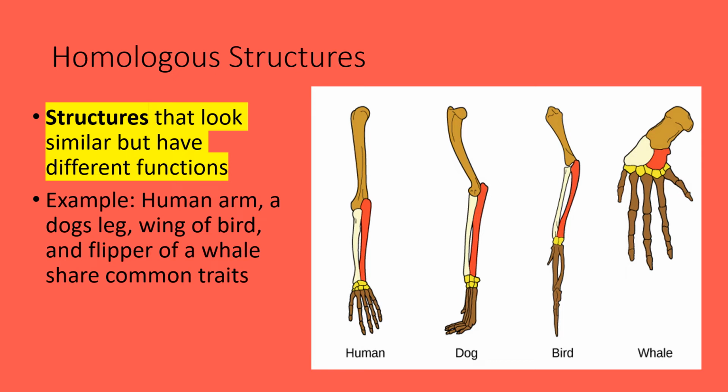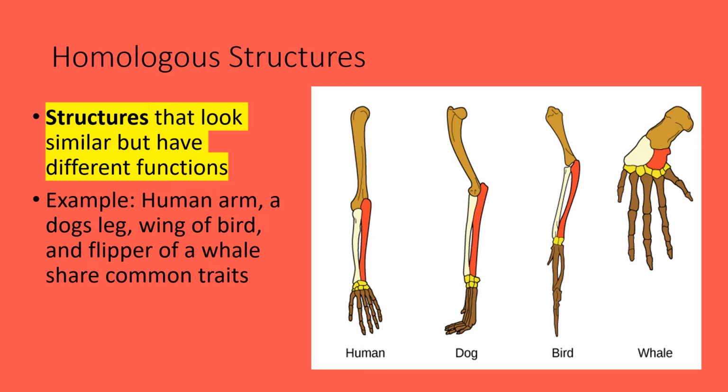If we look at these, we can see similarities between them. Each of these has one long bone at the top. They have two bones in the middle that sit side by side. That's in white and red, and then they have these little bones on the wrist, those little yellow bones, and then they have their long brown phalange bones, those long finger bones.